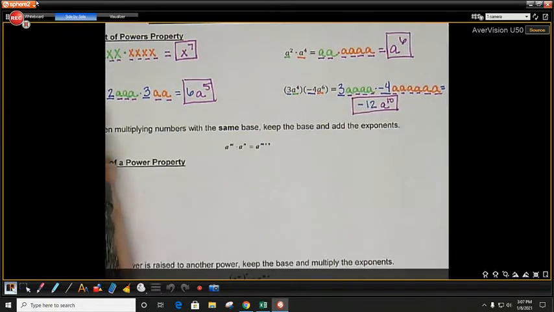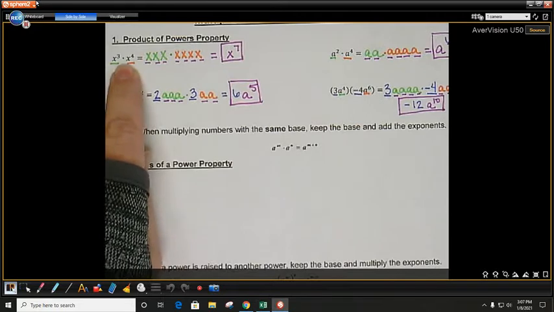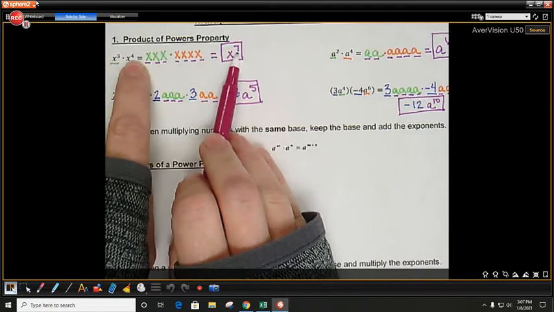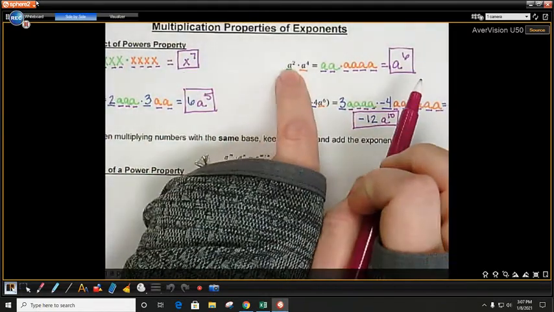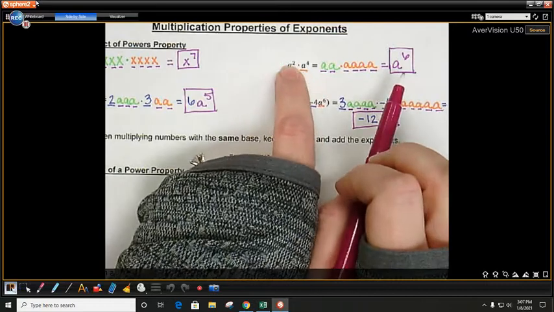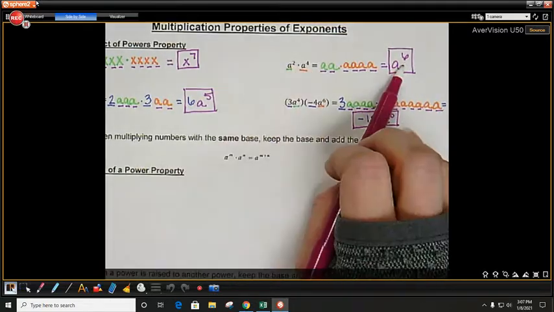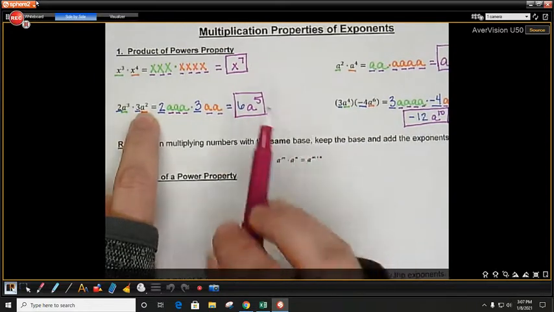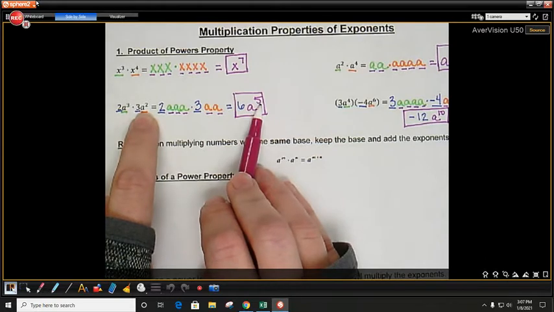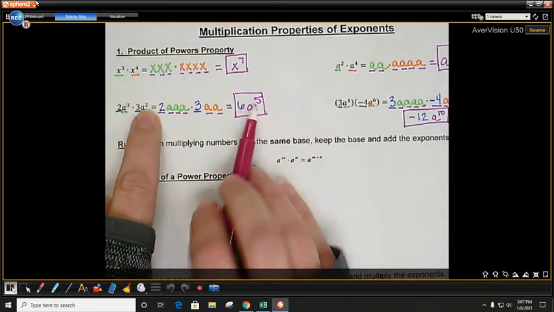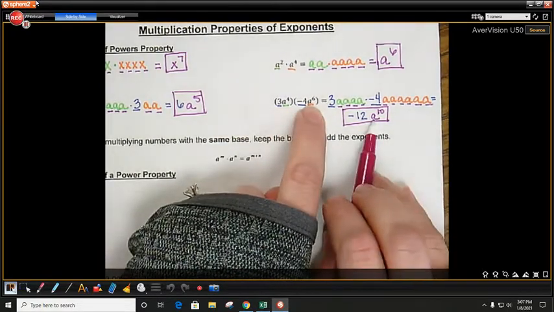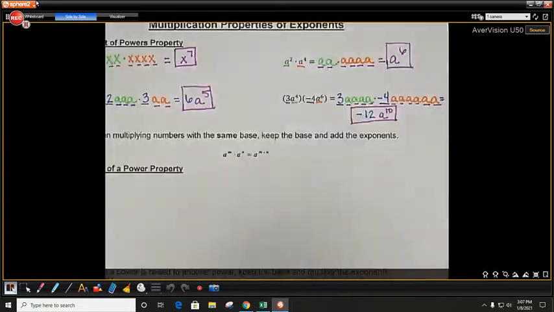So you might have noticed when we started, I had x to the 3rd times x to the 4th, which gave me x to the 7th. Well, 3 plus 4 is 7. Over here, I had a to the 2nd times a to the 4th. 2 plus 4 is 6. I got a to the 6th. Here, I had a to the 3rd times a to the 2nd. So that becomes a to the 5th. 3 plus 2 gives me 5. Here, I have a to the 4th times a to the 6th. That gave me a to the 10th. 4 plus 6 is 10. So that is where our rule is coming from.